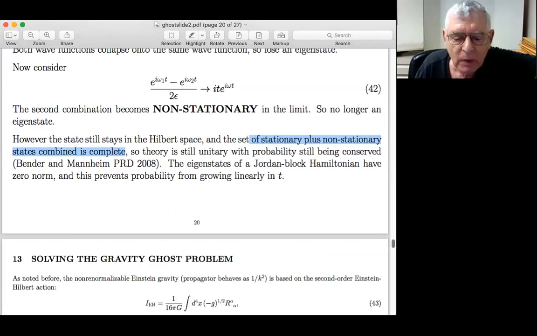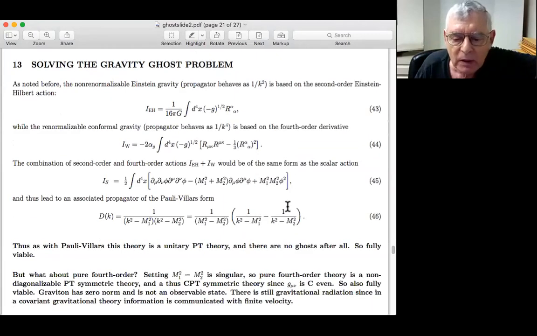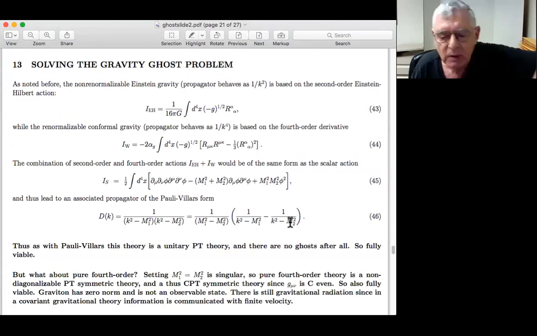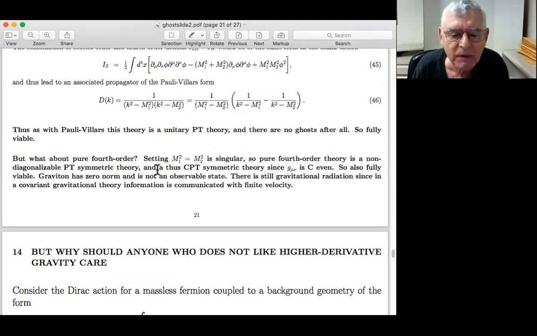Okay, so finally, we come to gravity. Yes, we are happy. We now agree that we can use the Pauli-Villars propagator. We have to construct this different Hilbert space that Carl and I have described, and then we are unitary. But what happens when M1 squared equals M2 squared? Then we just come back to the pure 1 over k to the 4th theory, and that's the pure conformal gravity. And so conformal gravity is also unitary, it's also probability conserving, but it is non-diagonalizable. And if the Hamiltonian is non-diagonalizable, it for sure can't be Hermitian, and in fact, it's PT symmetric.